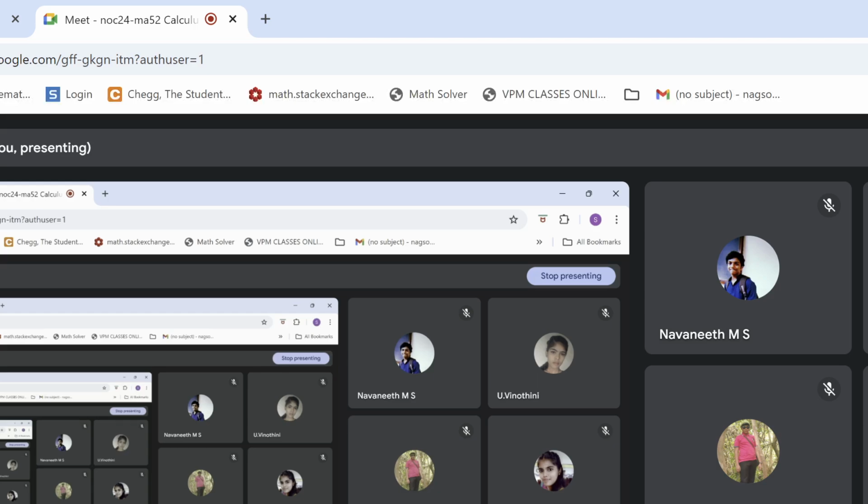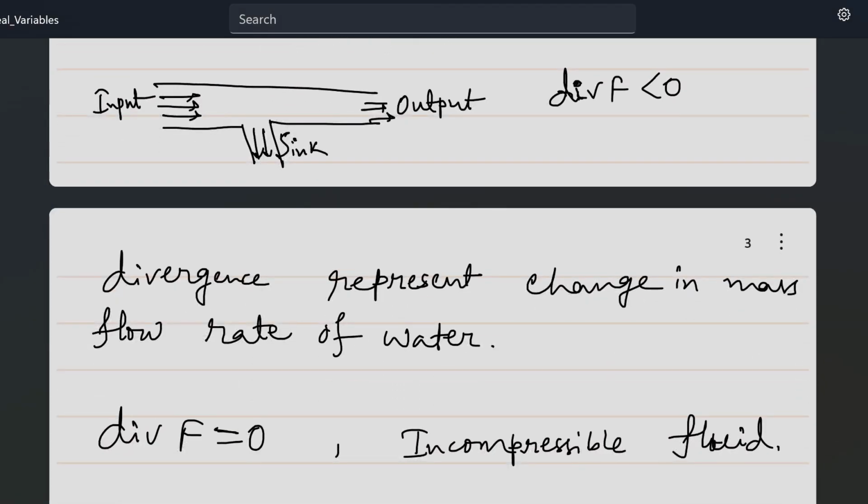So divergence, the outward or inward, depends on which direction the flow is going. That means how much the fluid tends to flow out of a small region. In the small region, how much it tends to flow out of that region. So this is the physical representation of divergence.